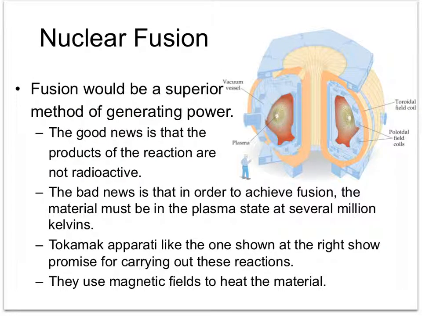Nuclear fusion would be a superior method for generating power. The good news is that the products of the reaction are not radioactive. The bad news is that in order to achieve the fusion, the materials must be in a plasma state at several million kelvins. The tokamak apparatus that you see in the upper right-hand corner has promise for carrying out these reactions. They use magnetic fields to heat the material. We look to the future in hopes that nuclear fusion will be a way that we can produce nuclear energy. Only time will tell.